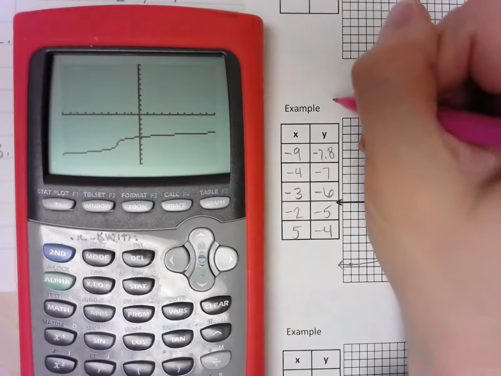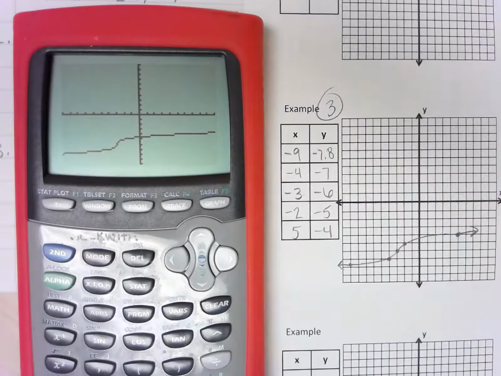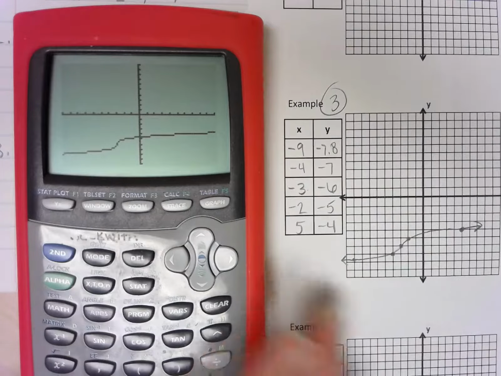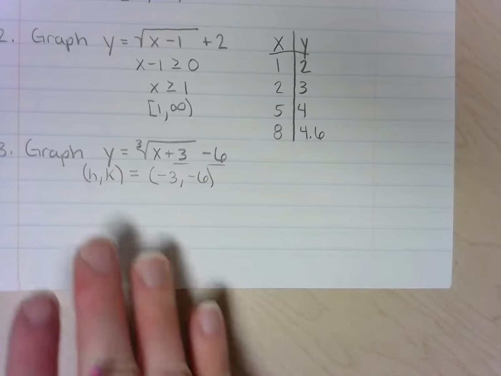And that was example number 3. So let's look at our final graph. This time it's going to be an exponential function. Just like cube root functions, exponential functions have a domain of all real numbers.